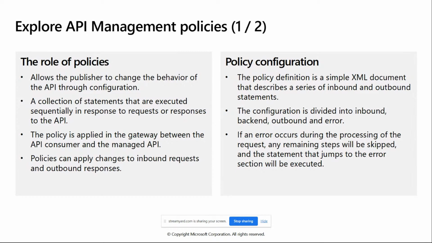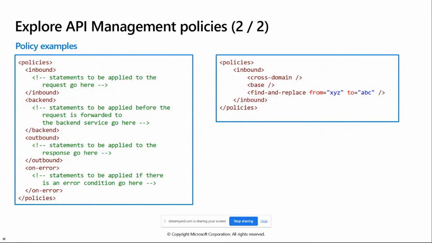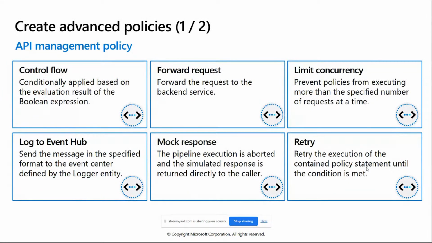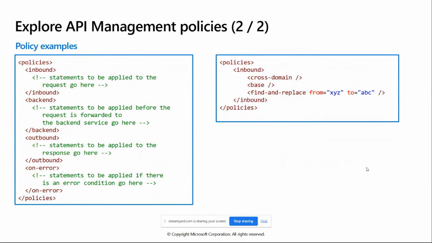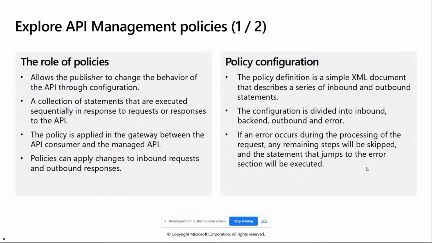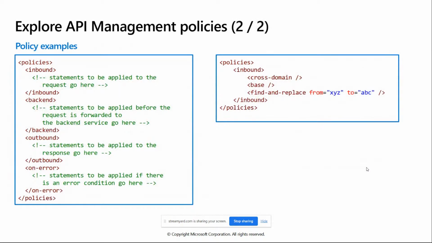It is applied as a gateway between the consumer and the API. Also, it has to look at the inbound request as well as the outbound responses. Let's see an example. Before that, let me show how the policies can be defined in terms of coding.